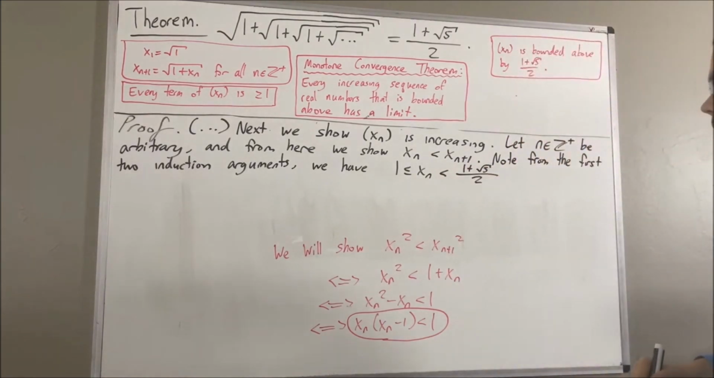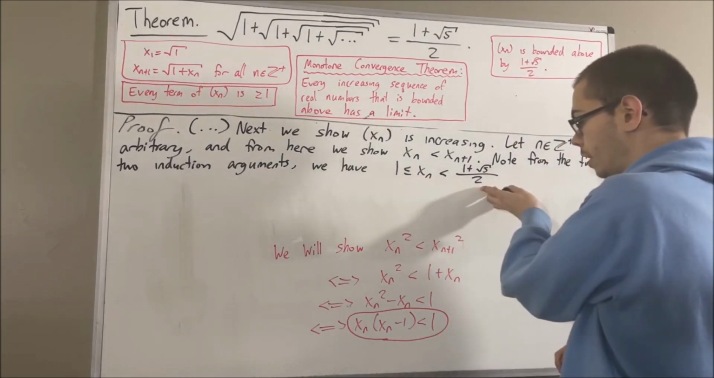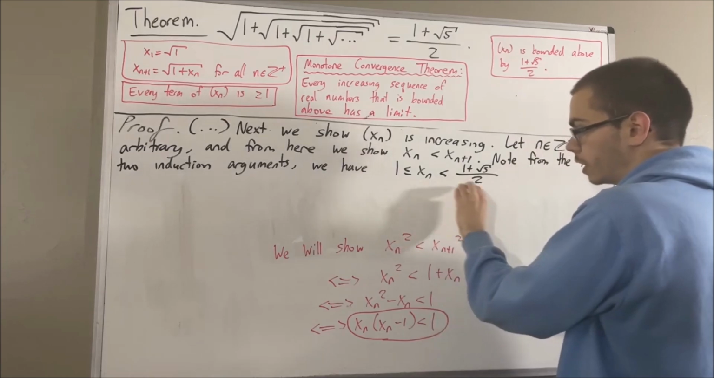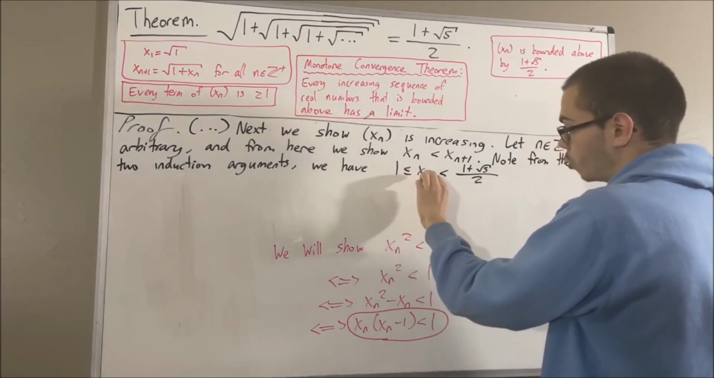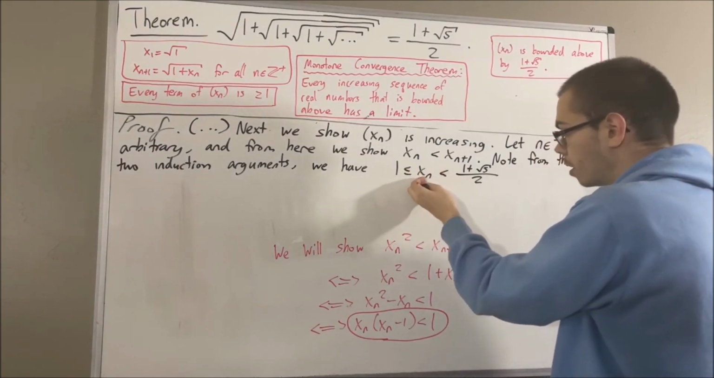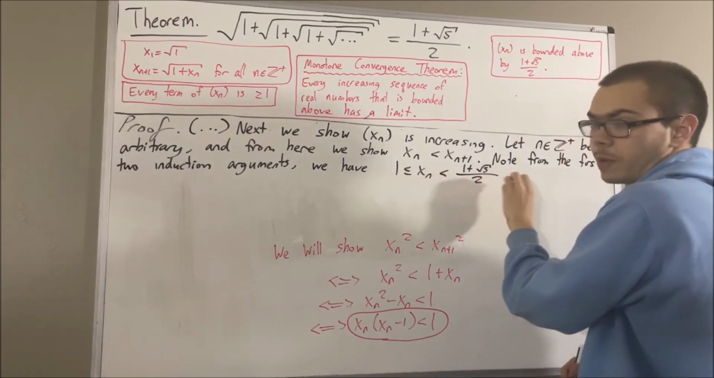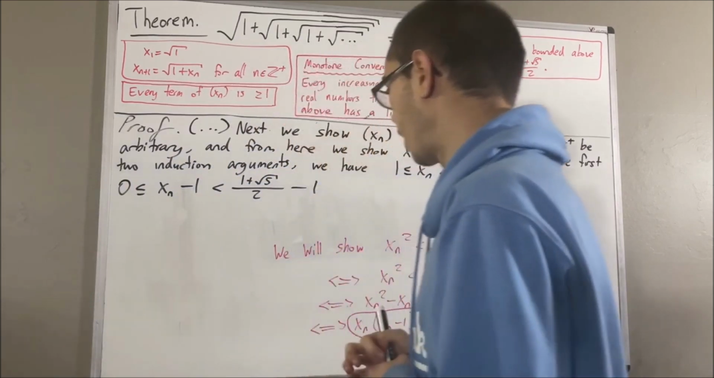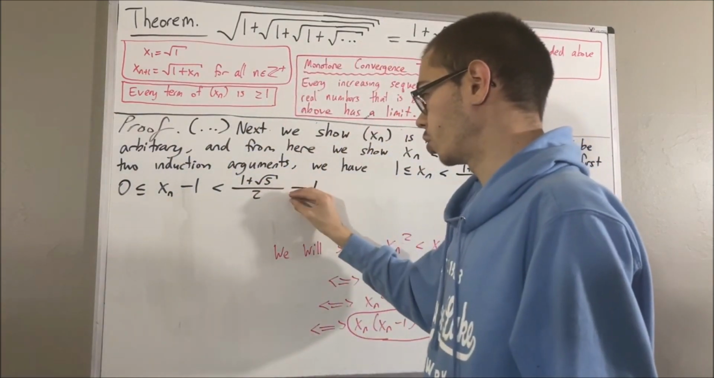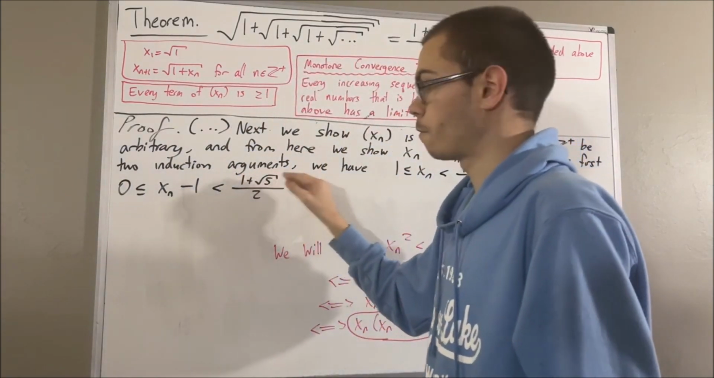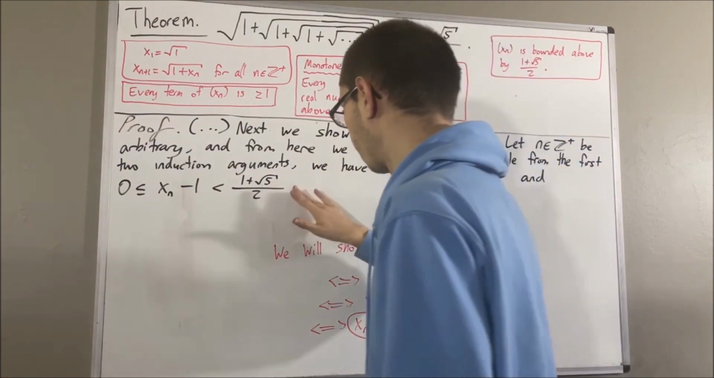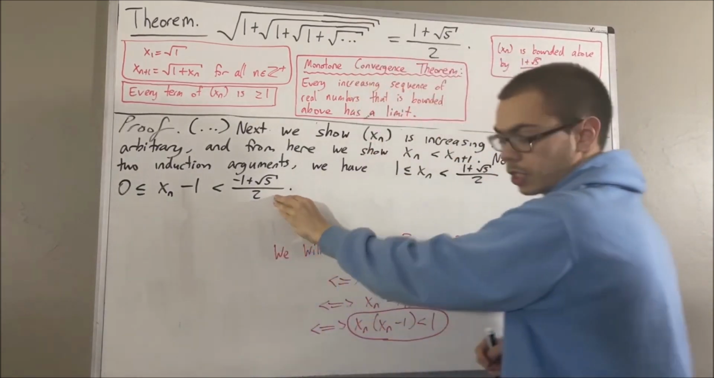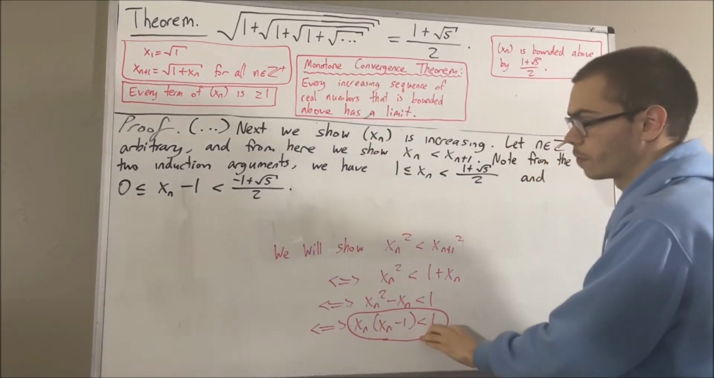Right? But then, if we take this inequality and subtract 1 on all three sides, we're going to get 0 is less than or equal to xn minus 1, which is strictly less than the golden ratio minus 1. Now, this is just equal to -1 plus the square root of 5 over 2. So now, let's take advantage of these two inequalities to show that this inequality is true.